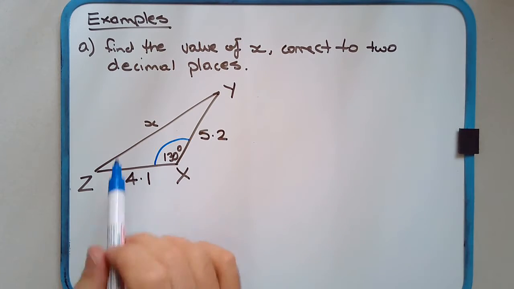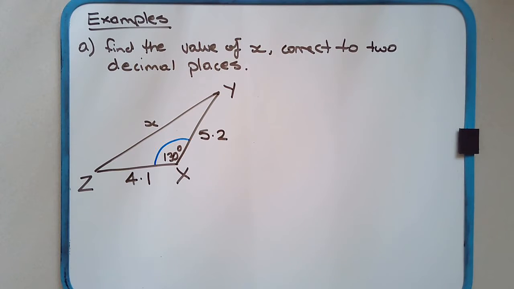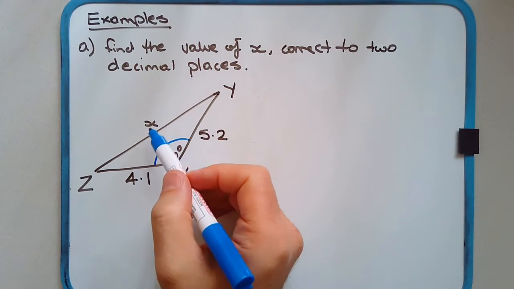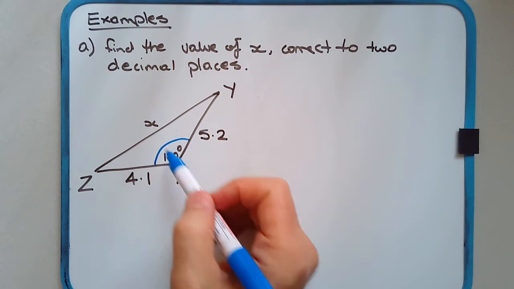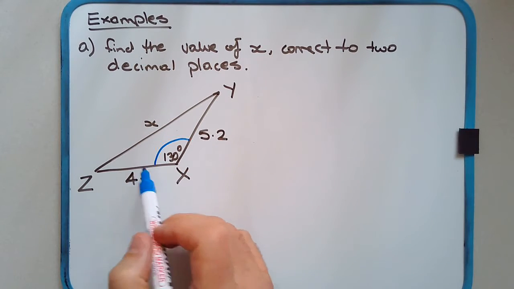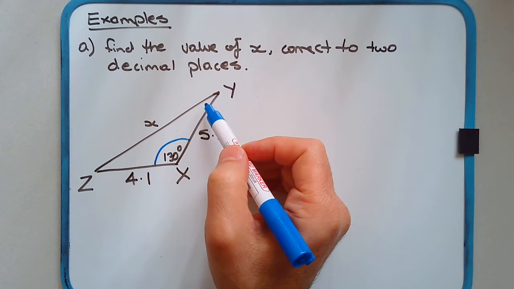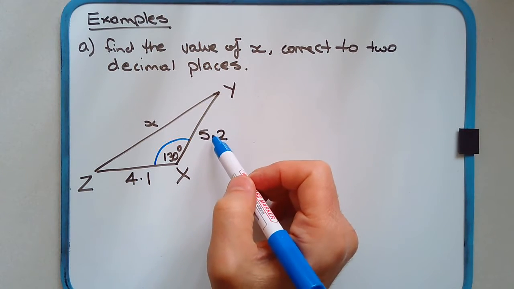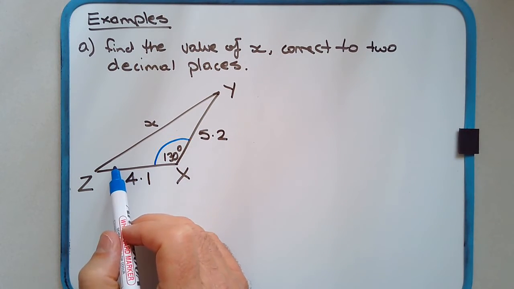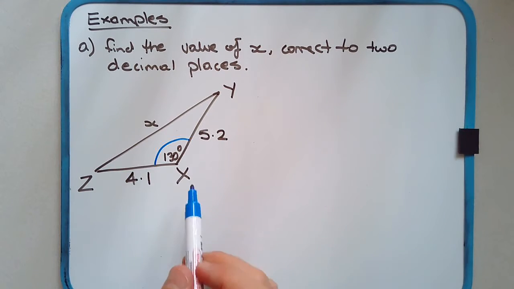Notice first of all, it's a non-right angle triangle. There are no known side angle pairs. So 130 degrees, its opposing side is x. x is unknown, so that's not a known side angle pair. This side here, 4.1, is a known side, but the angle opposite it is unknown. This side here, 5.2, its opposite angle is unknown. So we can't use the sine rule in this case.